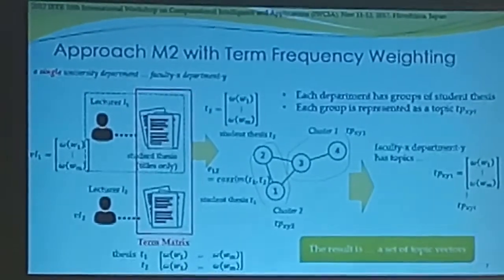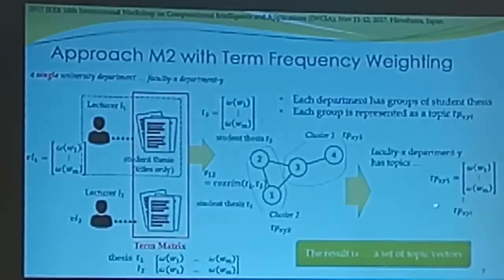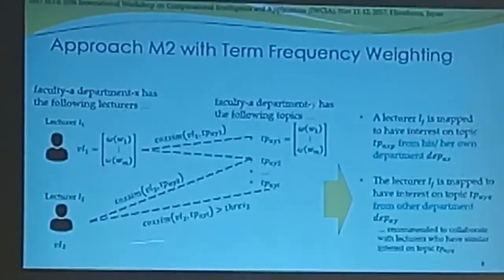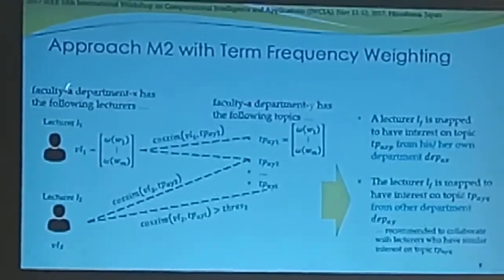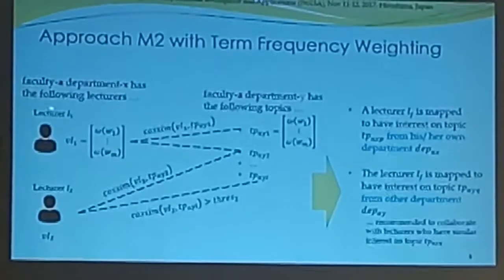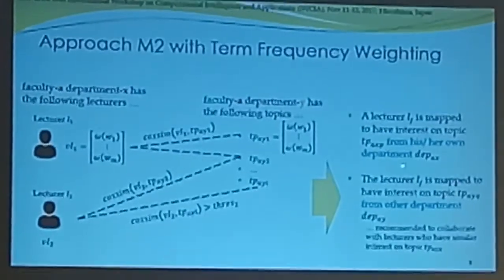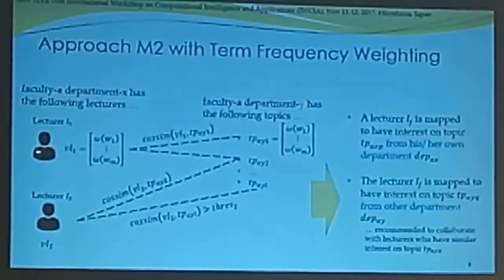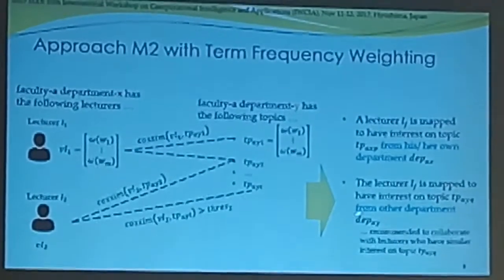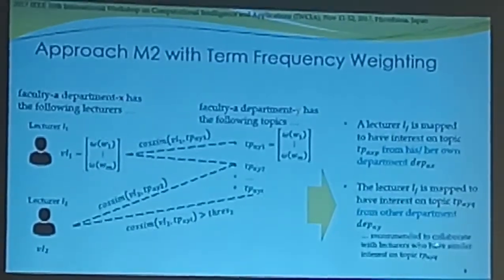So here it means that in one department there are 10 important research topics. After knowing the most important topics in each department, the next step is mapping each lecturer from his or her own department to know whether the lecturer is interested in a certain topic or not, and also comparison with other departments. This will be recommended for collaboration.